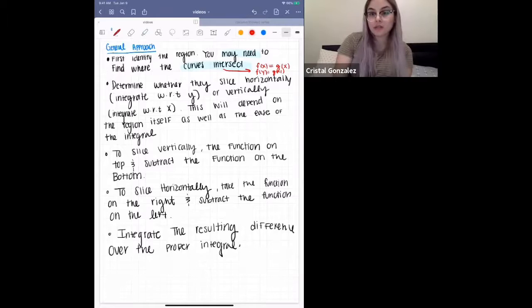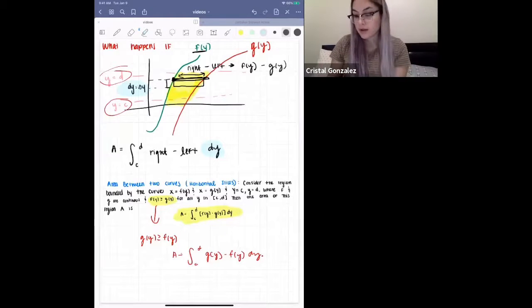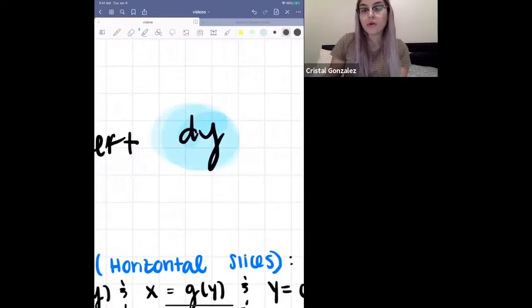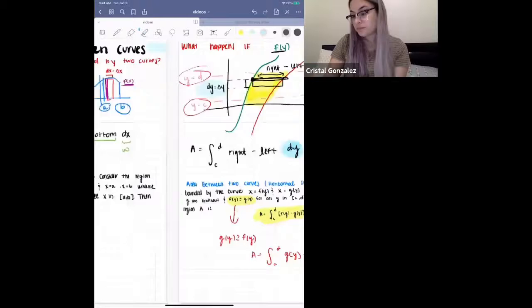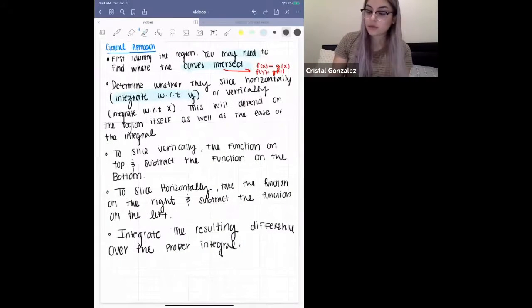And now you're going to determine whether they're going to be sliced horizontally. And if they are sliced horizontally, you're going to integrate with respect to y. That's because now your widths are in terms of dy, delta y. And so you're going to be integrating with respect to y. So you're always going to be integrating with whatever variable that rectangle is. And if it's a vertical slice, you'll be integrating with respect to x.